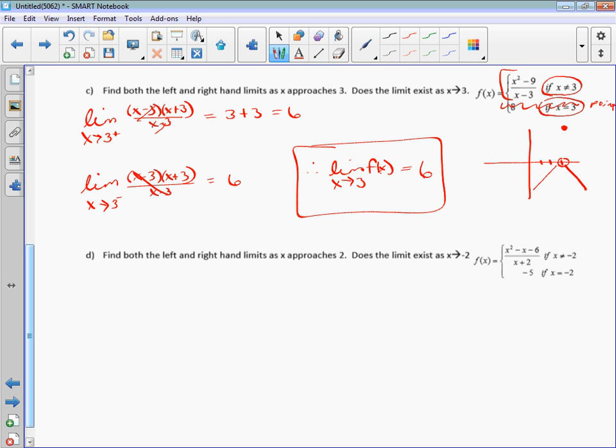I clearly didn't graph what this equation actually is. That was just to give you an idea. Okay. Are we okay with that? All right.